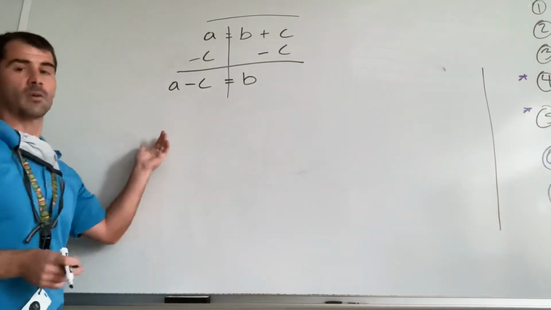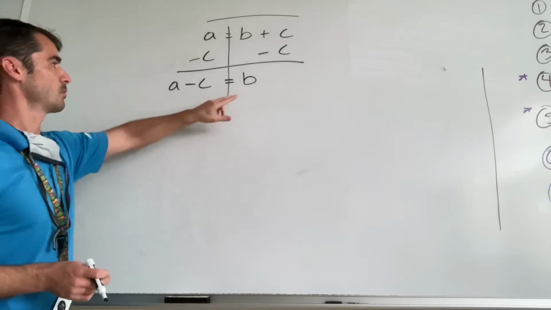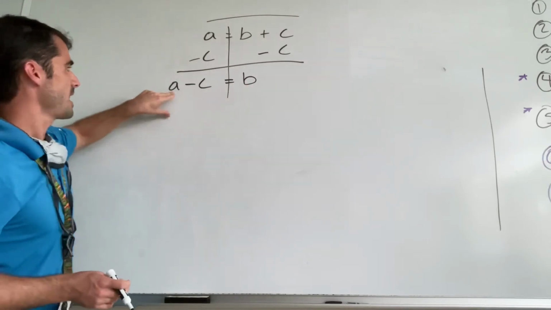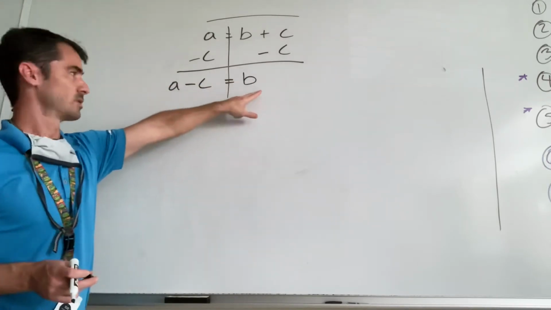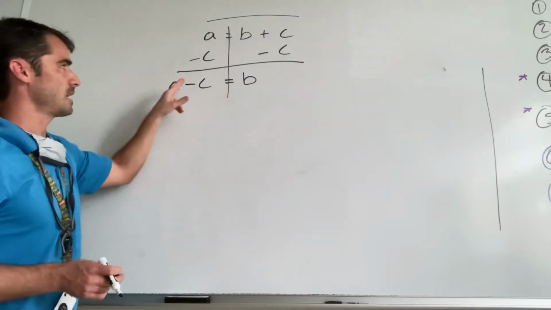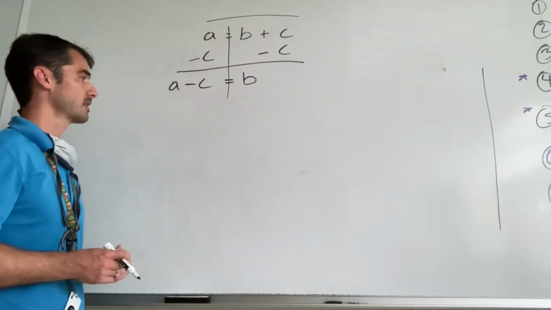Now, as you notice, I said I want to solve for b. I said I want to know what b equals. Well, now it reads a minus c equals b. So b equals a minus c. Okay.